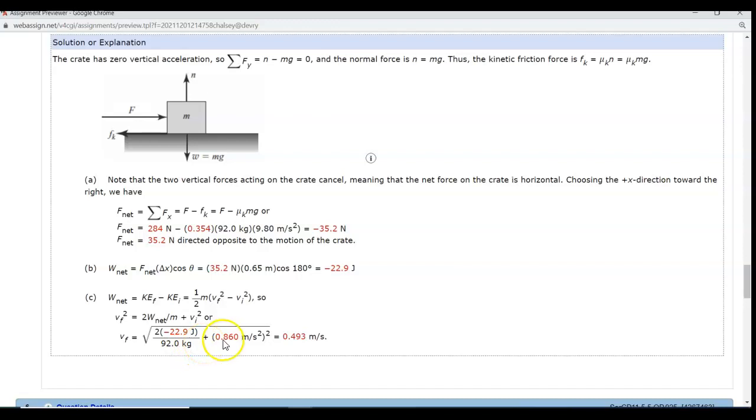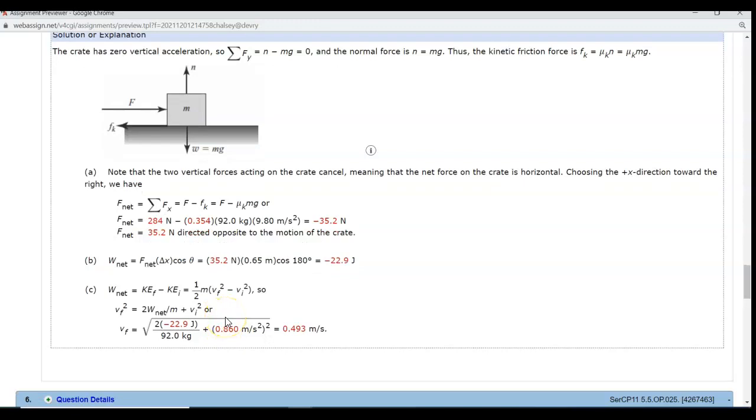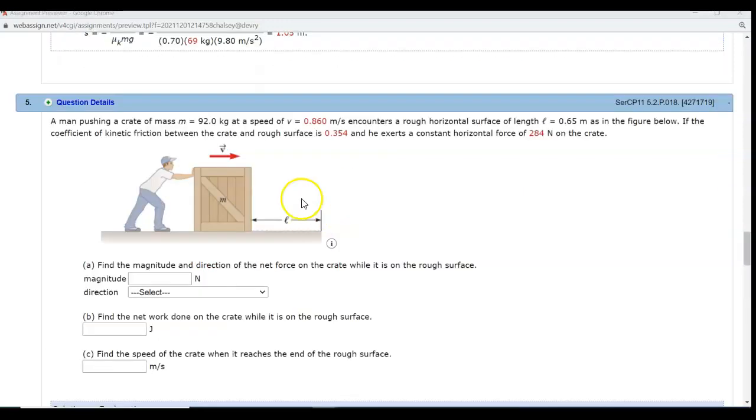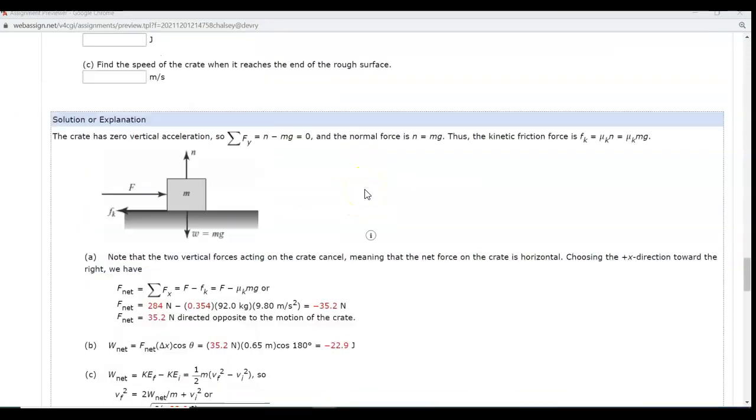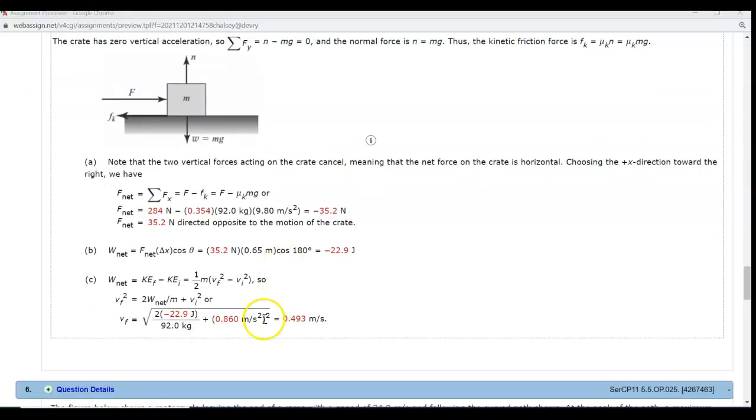plus the velocity given at 0.86 meters per second. Use 0.86 squared plus that value, and then take the square root of that.